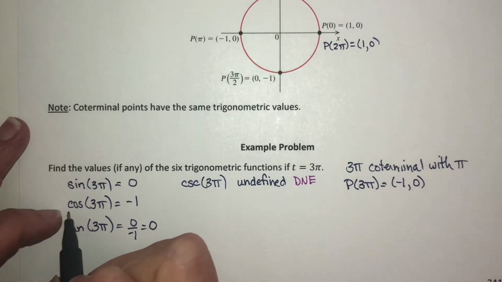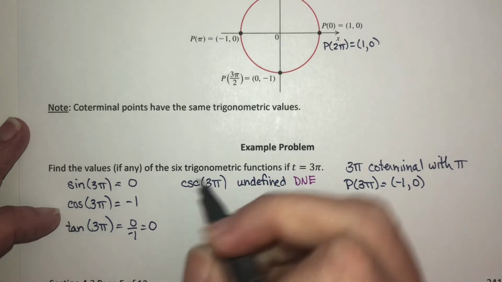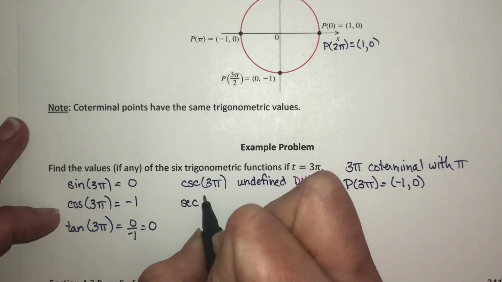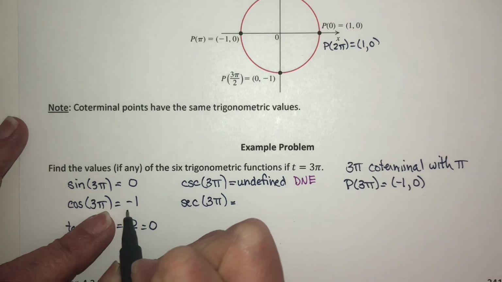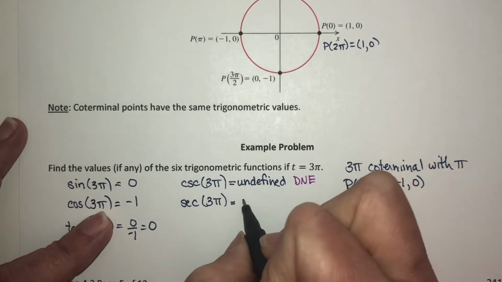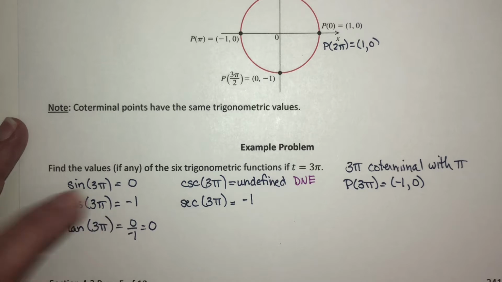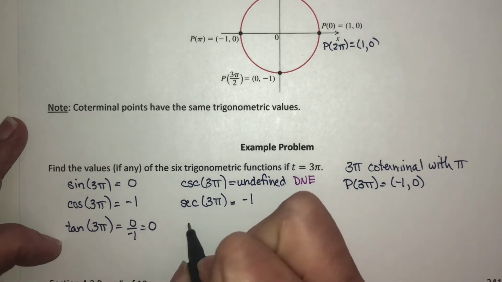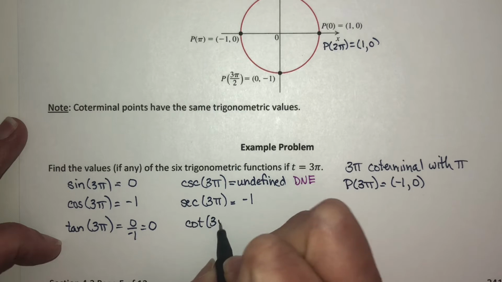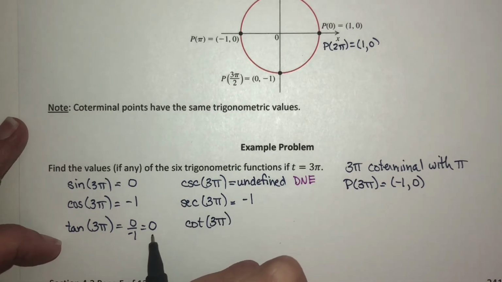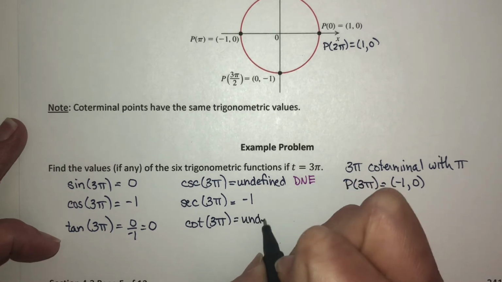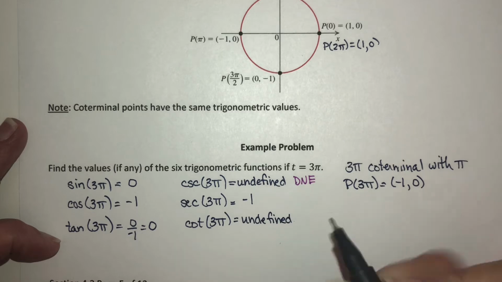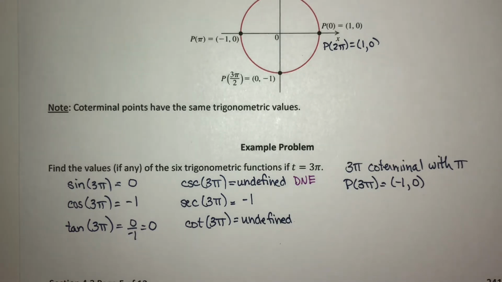Let's talk about the reciprocal function of cosine. That one is secant. Secant of 3 pi is the reciprocal of -1, which is still -1. Now let's do cotangent of 3 pi, which again is the reciprocal of 0, which is still undefined, or does not exist, depending on how you may have learned it in the past.